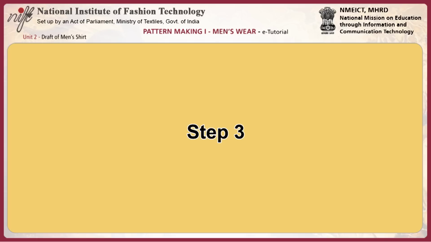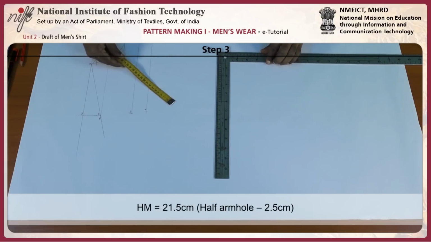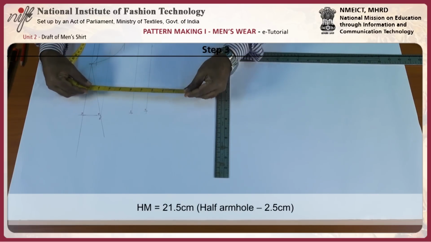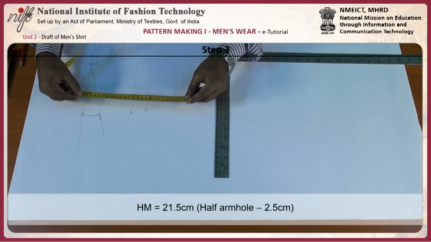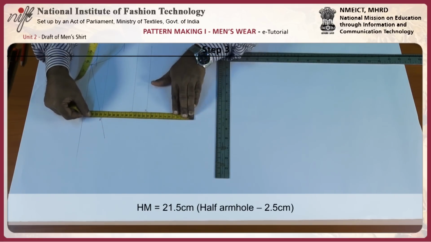In step 3, we can complete the armhole draft of the front and back patterns. Let us start from H to M. Measure from H to M 21.5, which is half armhole minus 2.5 centimeter.